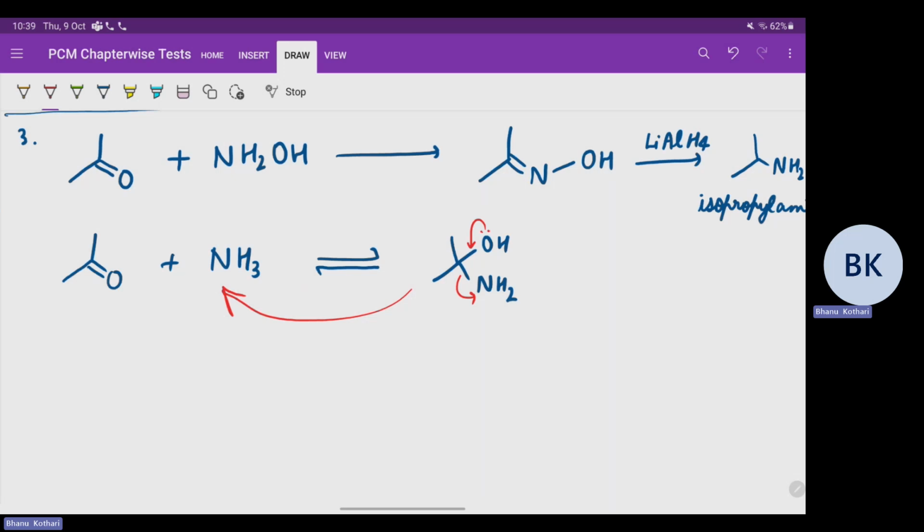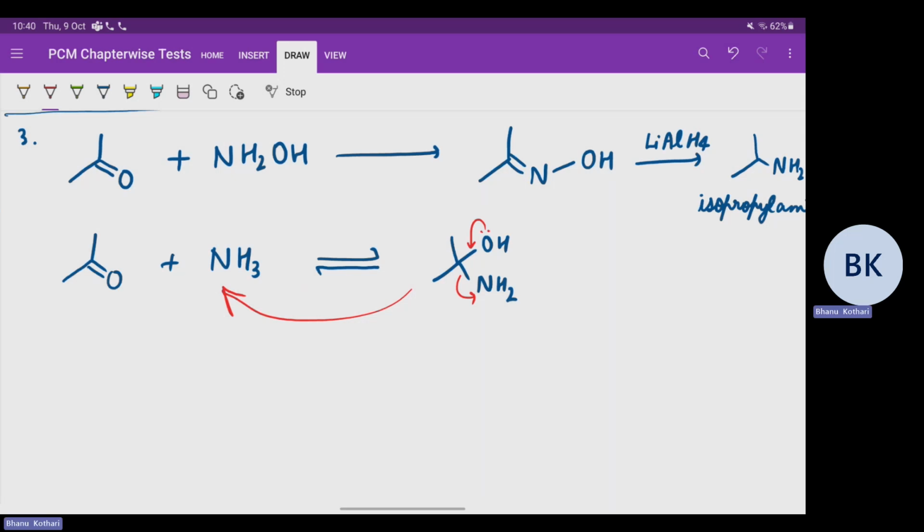So in the second step, if you want to reduce with H2/Ni, that reduction will not take place. Moreover, H2/Ni is not a strong reducing agent, so it will not be able to reduce this particular compound.